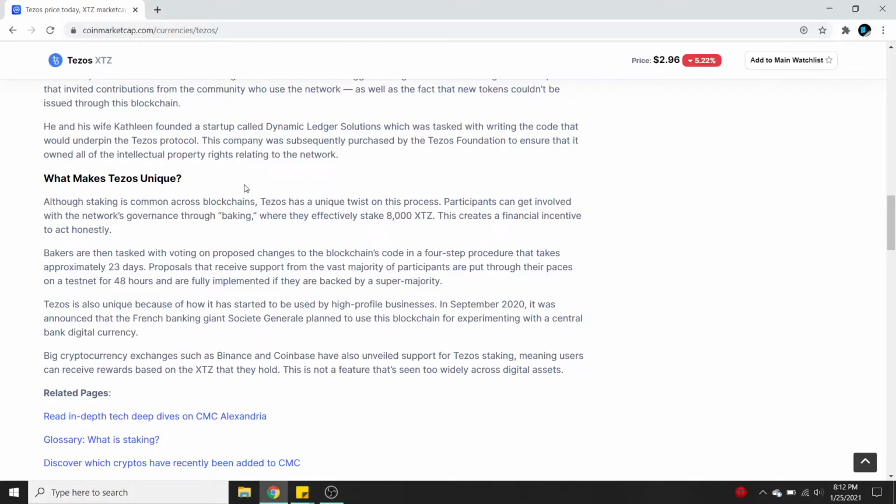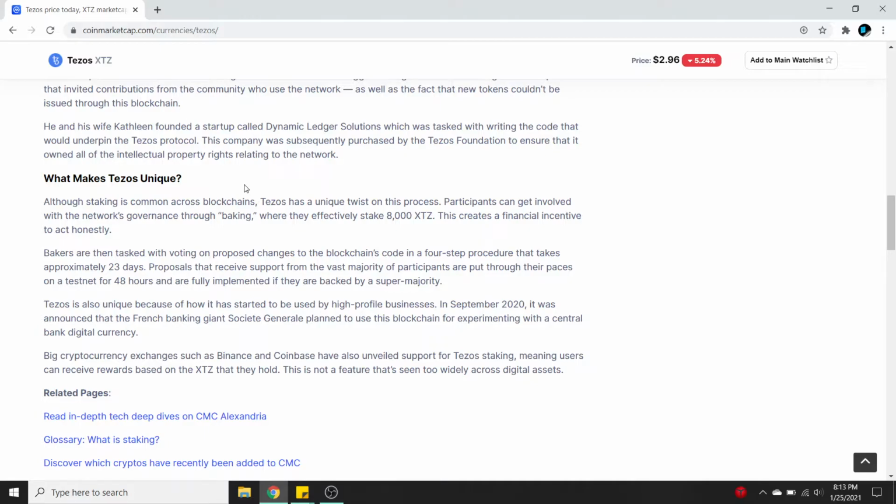Big cryptocurrency exchanges such as Binance and Coinbase have also unveiled support for Tezos staking, meaning users can receive rewards based on XTZ that they hold. That's a pretty good idea. At least in the United States, it's a lot better than putting your money into a CD and only earning like 1-3% a year. You can put your money in XTZ and hold it, and you're pretty much going to earn interest every single year. So that's a pretty good deal, honestly.